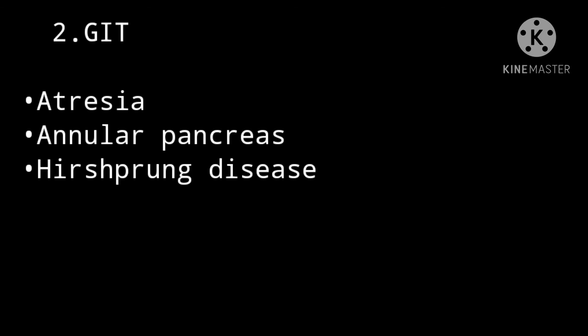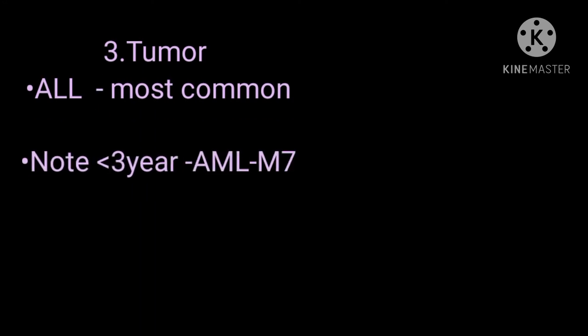The next thing we need to know are the tumors in the case of Down syndrome. The most common being acute lymphoblastic leukemia, but please note, in a baby less than 3 years of age, AML M7 type is more common than ALL.